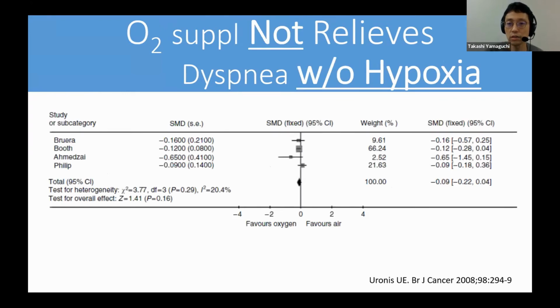On the other hand, there are several studies evaluating oxygen therapy in non-hypoxemic cancer patients. This is the result of the meta-analysis of these studies. We cannot see any superiority of oxygen therapy in non-hypoxemic cancer patients in each study as well as in its meta-analysis.